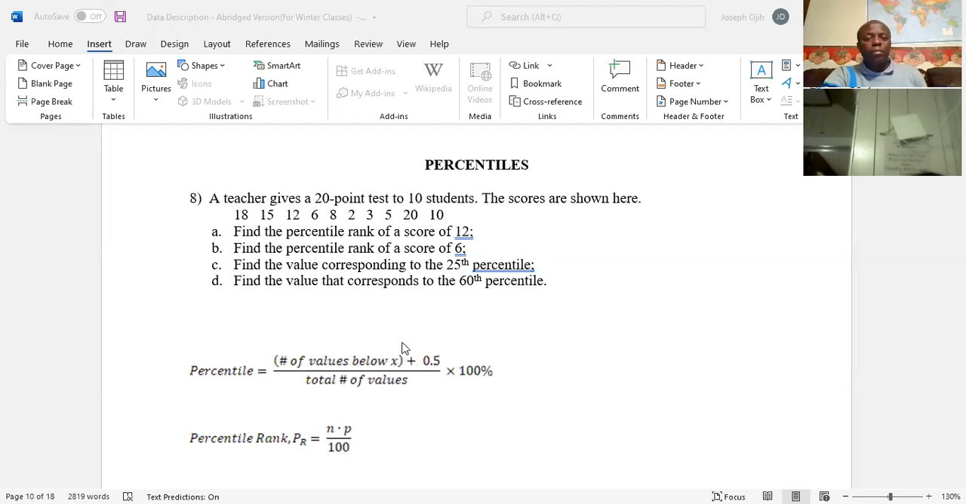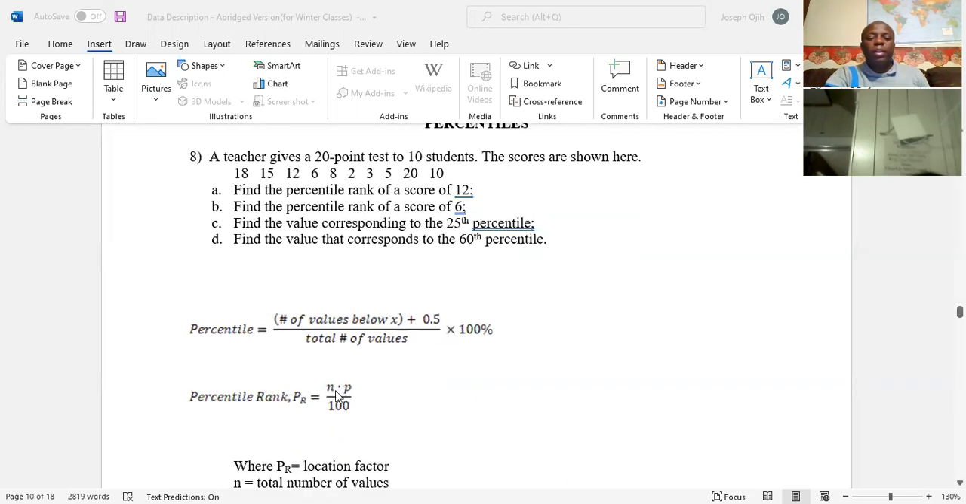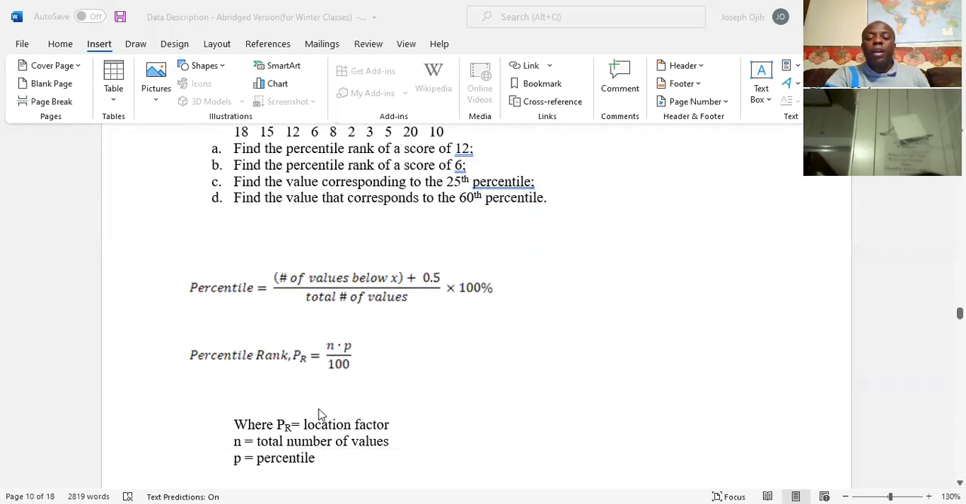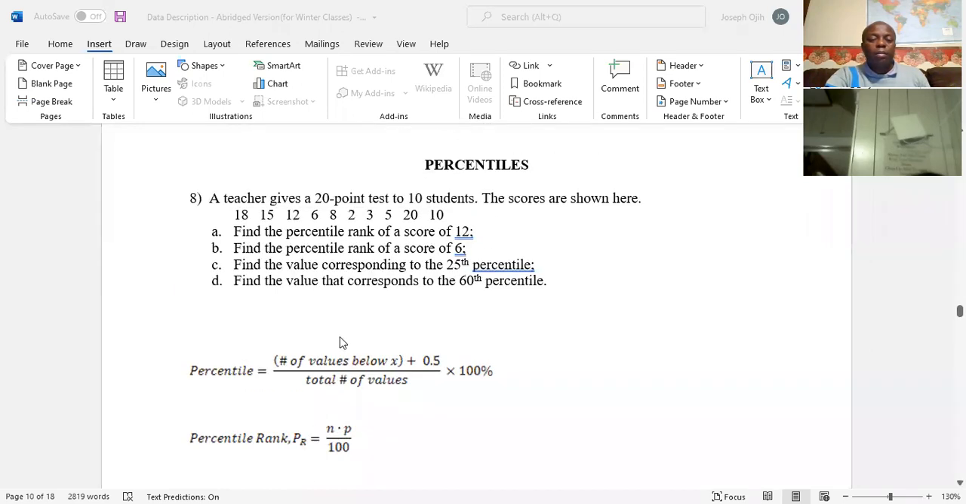Now, if it asks you to find the value for a given percentile, then you use this formula here, n times p over 100. Here, PR is the location factor, n is the number of values, and p is the percentile of interest. Let's apply this here.